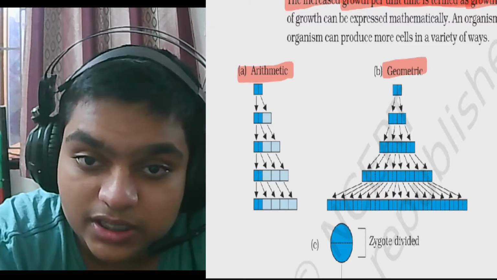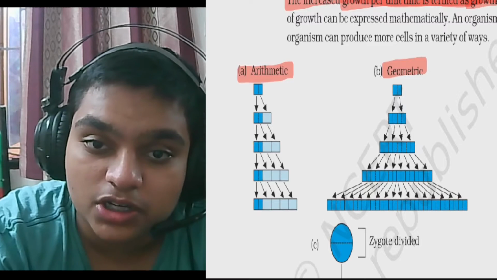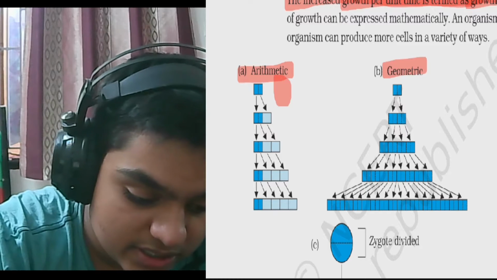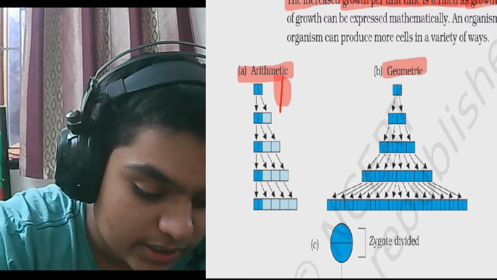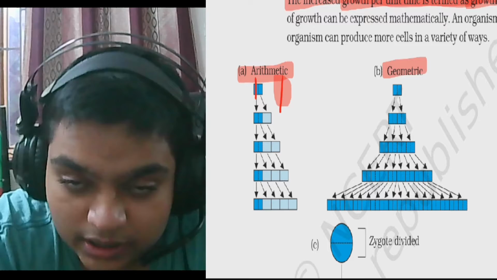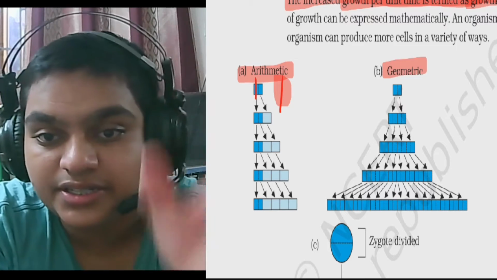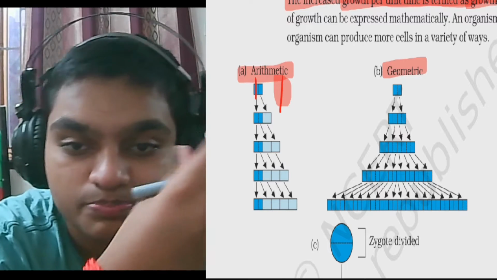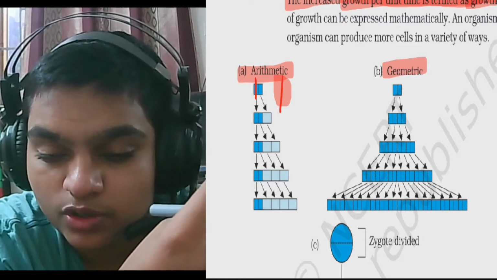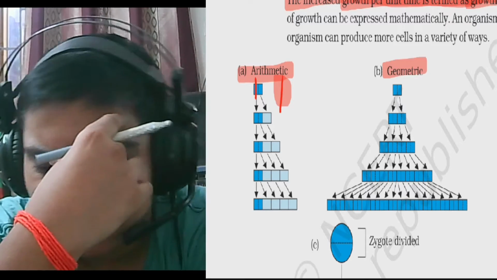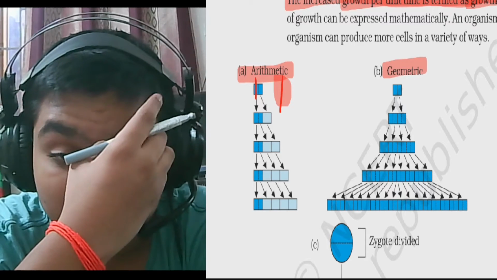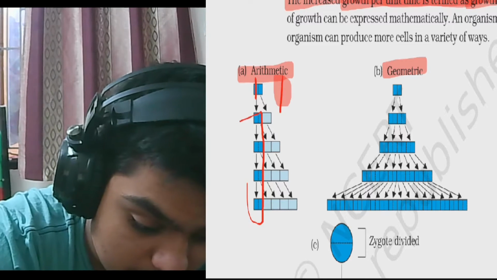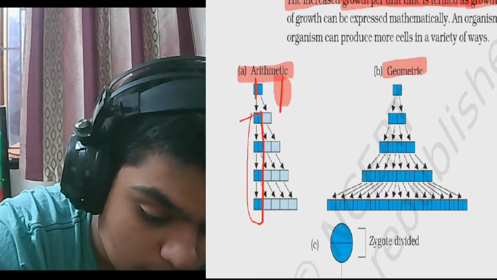In arithmetic growth rate, see what is happening. If one cell divides, this is one cell, it is dividing like this, it forms two cells. Of these two cells, one cell gets converted into a permanent cell. One cell gets converted into a permanent cell. So see this, this side of cells are permanent cells.